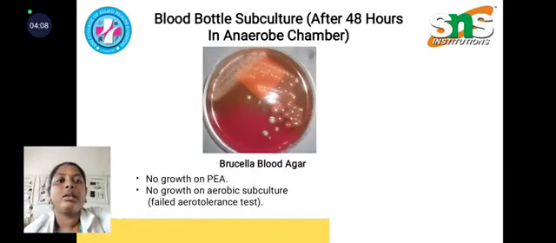When culturing the blood bottle culture after 48 hours, we noticed some colonies had grown on the blood agar plate. The blood used in this agar might be of horse or sheep; any type of blood can be used for this Brucella blood agar. No growth was observed in the aerobic subcultures, so it is the failed aerotolerance test.